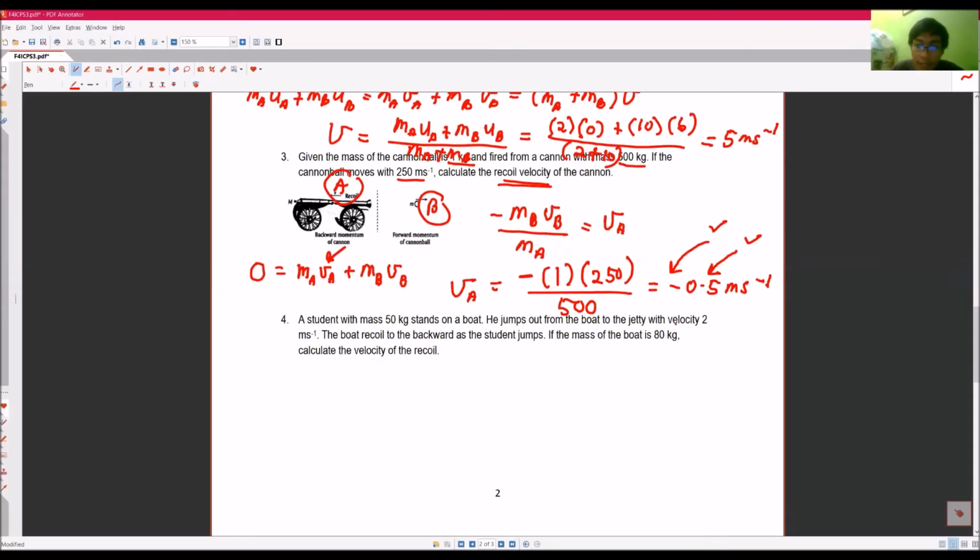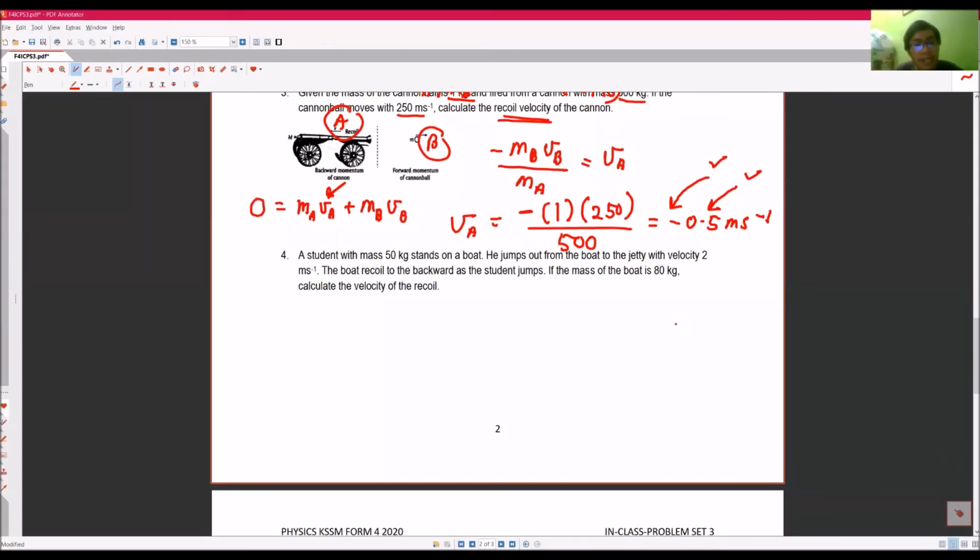So let's see question number 4. A student with mass 5 kilograms stands on a boat. He jumps out from the boat to the jetty with a velocity of 2 meters per second. The boat recoils backward as the student jumps. If the mass of the boat is 80 kilograms, calculate the velocity of the recoil.